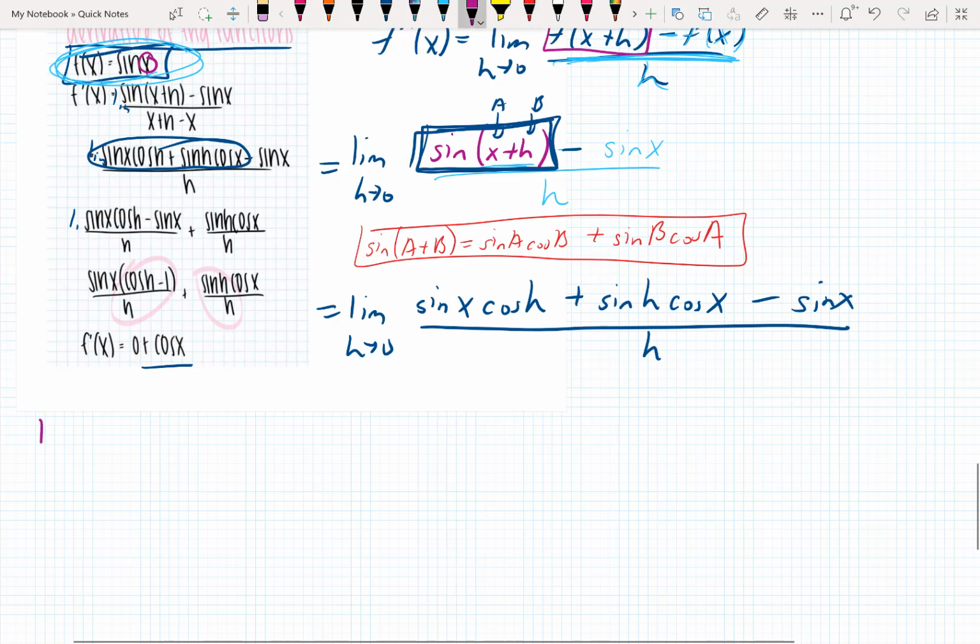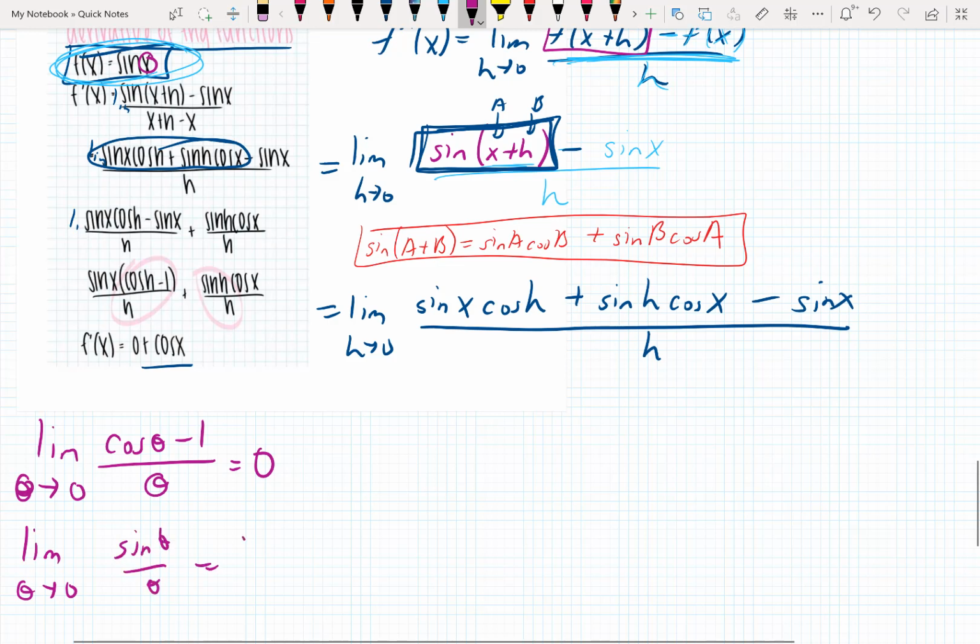Early on in the year, we learned that the limit as any angle theta goes to 0 of cosine of theta minus 1 over theta goes to 0. And we also learned that the limit as theta goes to 0 of sine of theta over theta was 1. So these were things that you memorized a few chapters ago, and we're going to try to find those in what we've got here. So if we cleverly rewrite this, I'm going to just switch the order of those pieces.